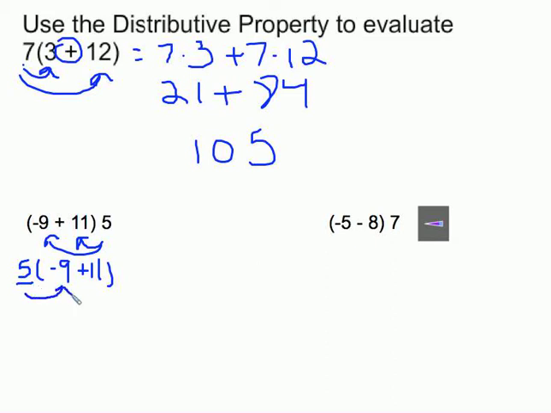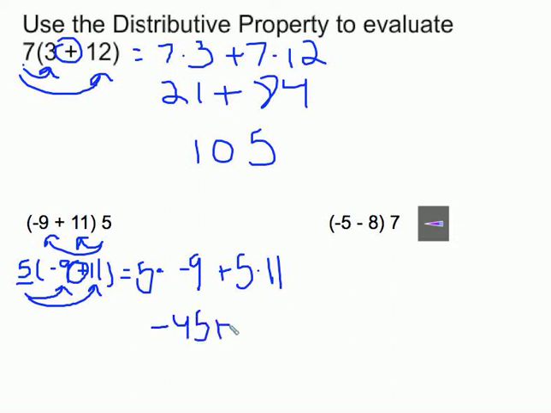So in this case, I know that I'm doing 5 times negative 9, 5 times 11, and I'm going to be adding those products. So this is negative 5. Oops, sorry. Excuse that negative. I know that this is 5 times negative 9 plus 5 times 11. So I have negative 45 plus 55. Again, I have a negative and a positive, so I subtract and take the sign of the larger absolute value. Final answer is 10.